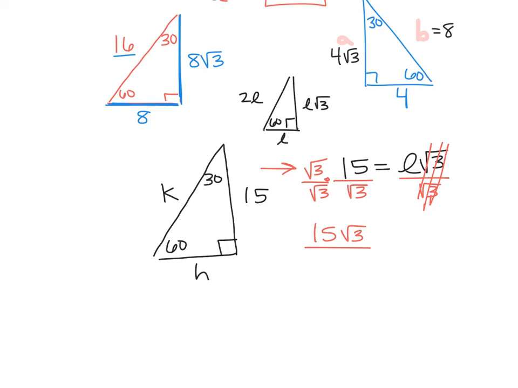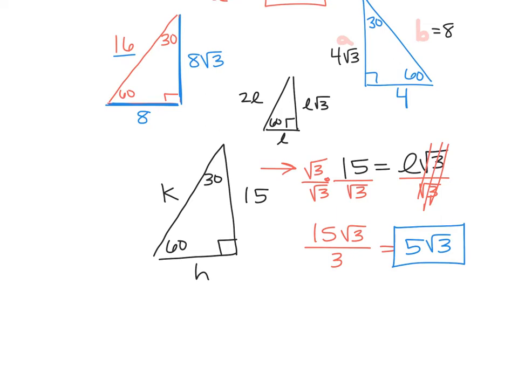Okay, what do I have on bottom? 3, right? It's rad 3 times rad 3 is rad 9. The square root of 9 is 3. Okay, so I do this. What does that simplify to? That is 5 rad 3.